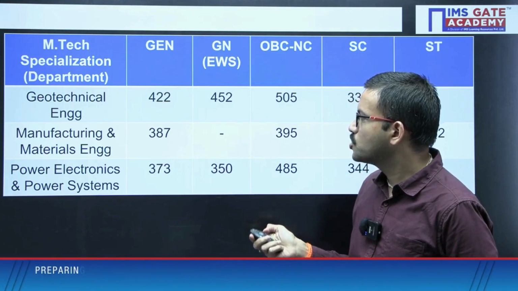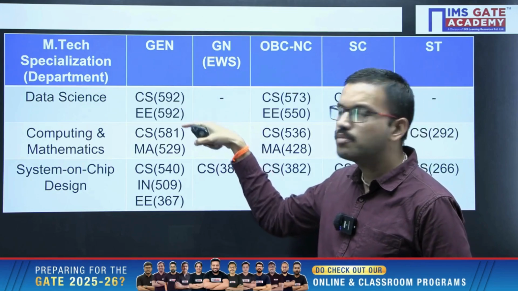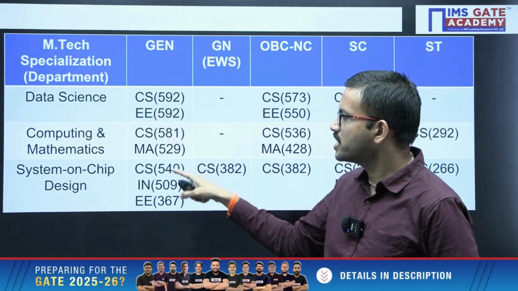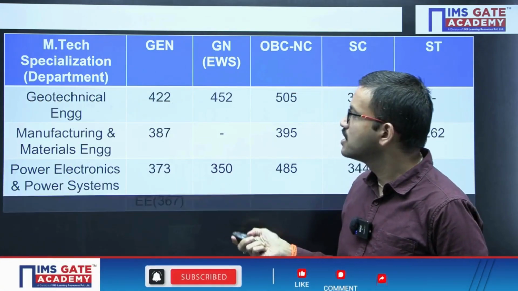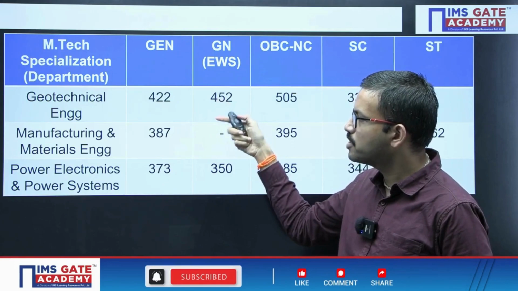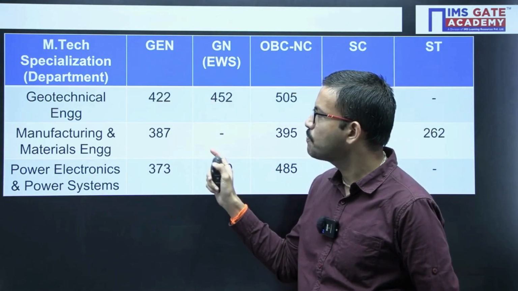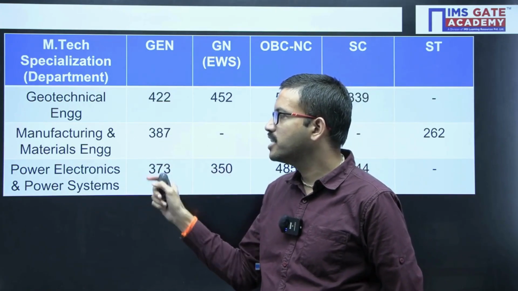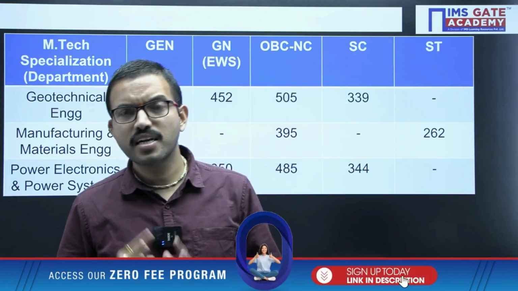Okay. So here you can observe, if you are getting almost closer to 600, you are getting the chance in data science and computing. If you are getting around 540, system on chip design you are getting. Similarly, even if you are having below 500, you can see here around 422 geotechnical engineering, 387, 373 for manufacturing and material science engineering, and then power electronics, power system. So here you are getting the glimpse, right?